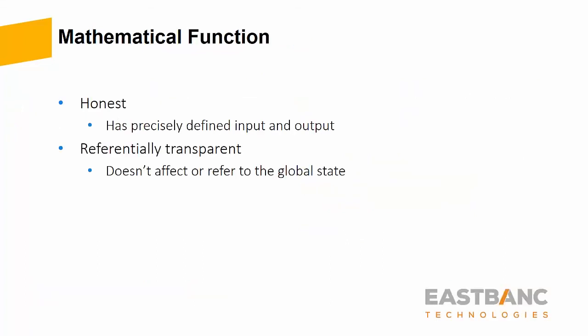So let's recap. A mathematical function possesses two attributes. The first one is method signature honesty, which means that it has a precisely defined range of inputs and outputs. And it is also referentially transparent, which means that it doesn't affect or refer to the global state. It always operates on the values we pass into it, nothing more.